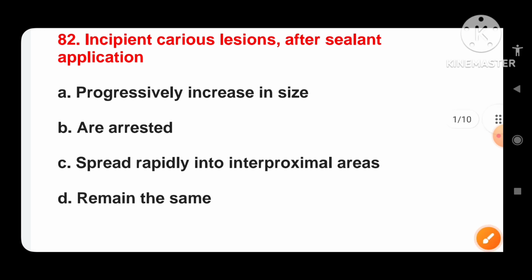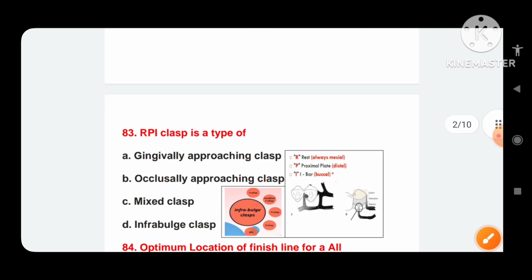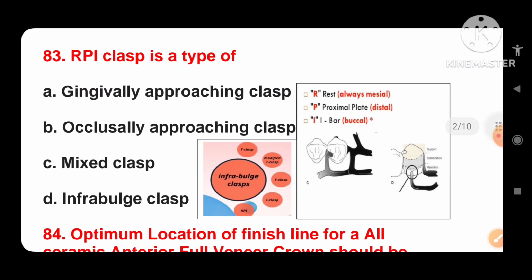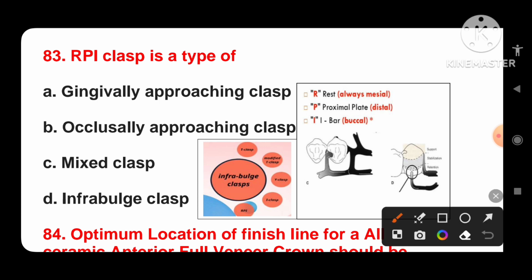Okay, next question is: RPI clasp is a type of, options are gingivally approaching clasp, occlusally approaching clasp, mixed clasp or infrabulge clasp. And the correct answer would be RPI clasp is a type of infrabulge clasp.